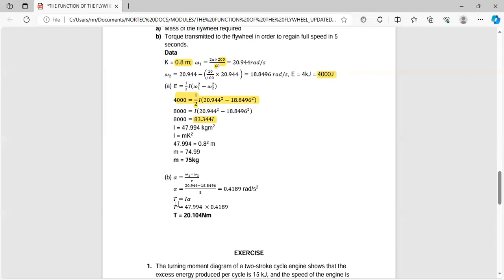In this case, I have 47.994. Then that's the one I will divide by 0.8 squared. I will divide by 0.8 squared, and once I do that, the answer that comes out is 75 kg.